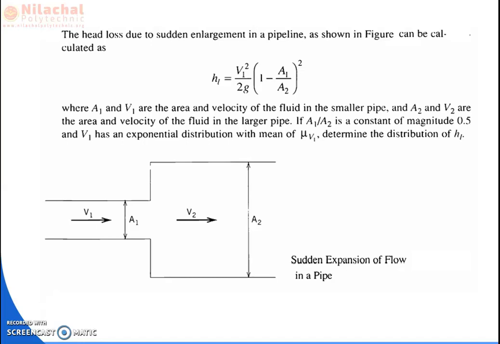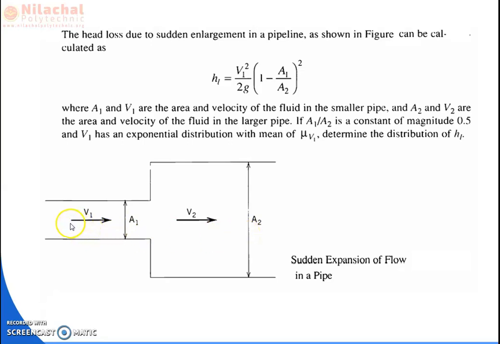Myself Amarendra Mishra. Here in this video, I am going to explain about the loss of head due to sudden expansion of the pipe. As shown in the figure, we are having a pipe. Its initial area is A1 and suddenly its area increases from A1 to A2.